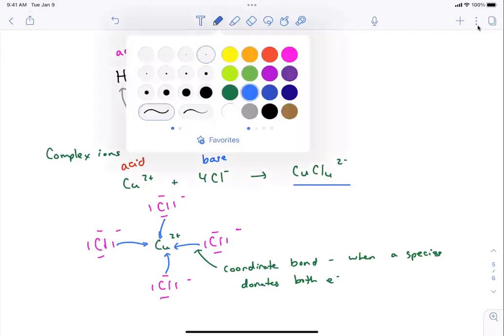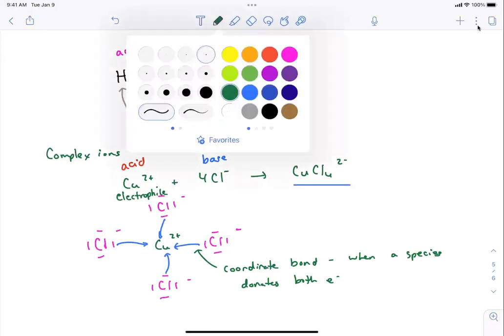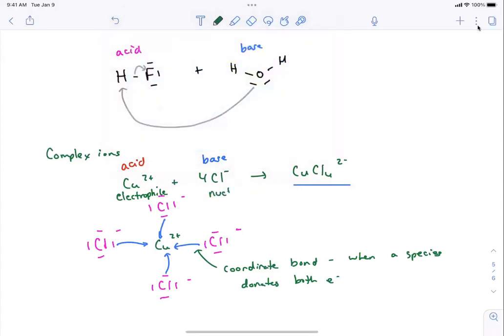Now, to tie into organic chemistry, Cu2+ we would consider electron deficient because it's accepting electrons. So what we call this is an electrophile. Lewis acids are also electrophiles in the context of organic chemistry, and bases are nucleophiles because they're looking for a positive charge to bond with. So Lewis bases are nucleophiles, and Lewis acids are electrophiles.